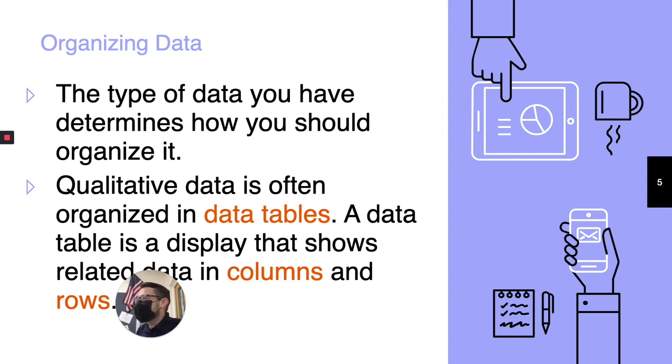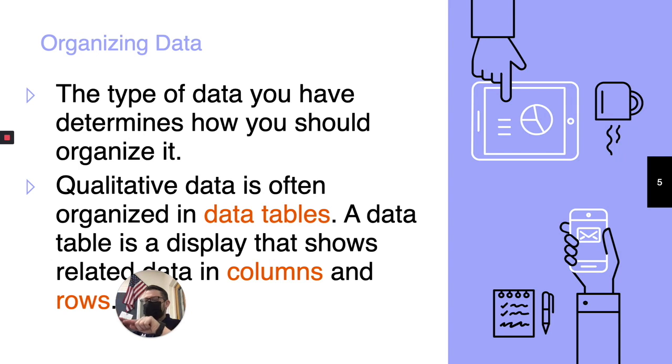Okay. Qualitative data is a little bit easier to organize in a data table than it is in other kinds of visual representations. Data tables are organized in columns and rows. If you're familiar with spreadsheets at all, like Excel or Numbers on a Mac, it's numbers. If you're familiar with that, you have vertical columns and you have horizontal rows.